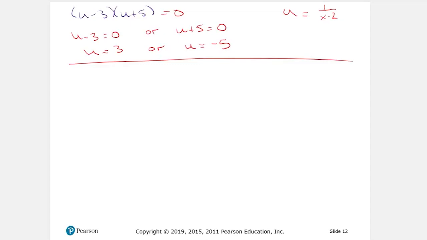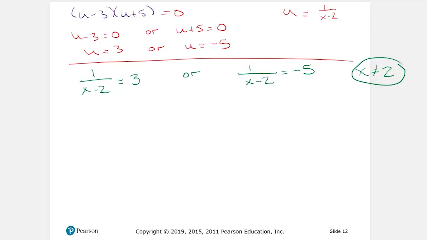Which is great, except I want to know what x equals, right? So let's do it. I have u equals 3, but u is equal to 1 over x minus 2, so 1 over x minus 2 equals 3, or 1 over x minus 2 equals negative 5. Now again, how do I solve this? Well, the first thing I want to say, for sure, no matter what happens, is that x cannot be equal to 2. I have to remember that.